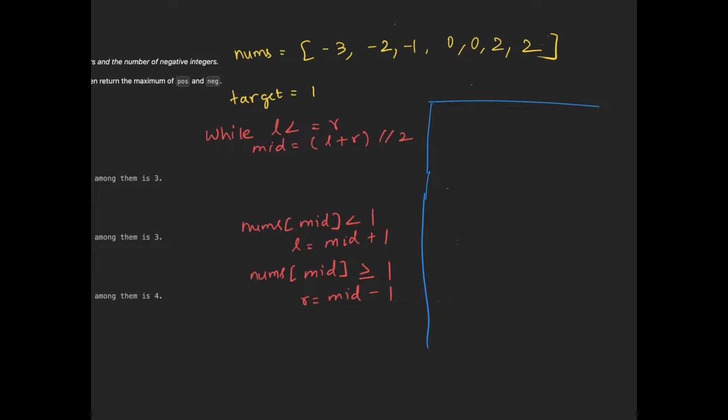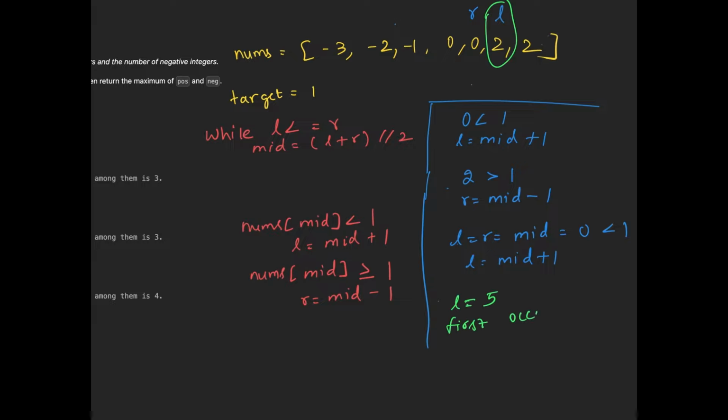Finally, let's see how the algorithm behaves when the target is 1, but the array does not contain any 1s. In the first iteration, mid is 0, which is less than 1, so we shift the left pointer to mid plus 1. In the second step, mid is 2, which is greater than 1, so we shift the right pointer to mid minus 1. Now mid is 0 again, which is less than 1, so we update the left pointer. Since the left pointer is now greater than the right pointer, we exit the loop. At this point, the left pointer points to the first occurrence of a positive number that's greater than 1.